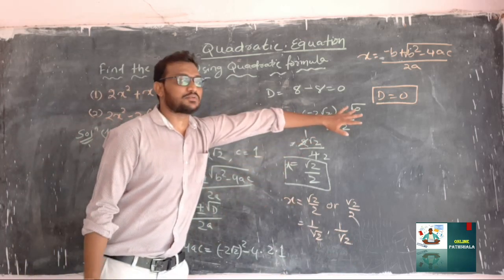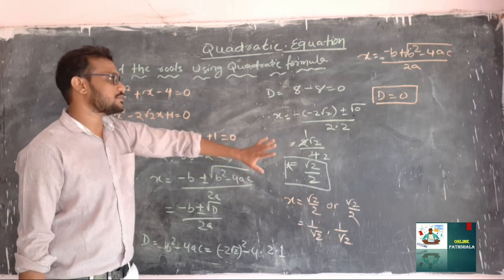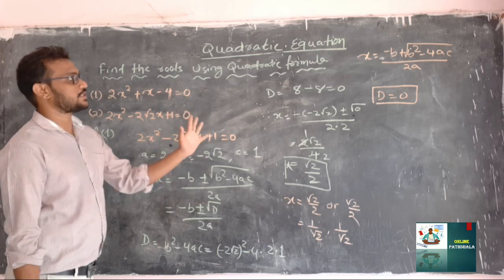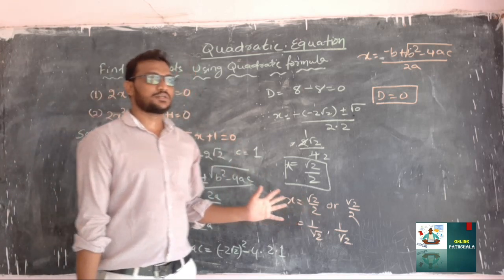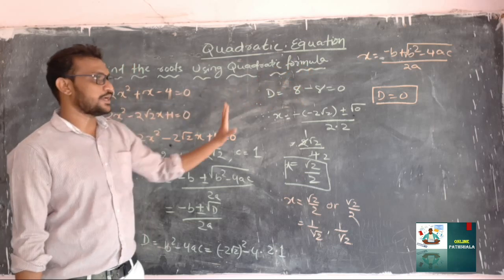Okay, here we have got D equal to 0, so that's why I have written it like this, because whenever D is equal to 0, the roots are equal. Okay, so I hope all of you have understood these things. It is a very easy concept. You only have to put the values in the formula. Okay, then you will get the answer.